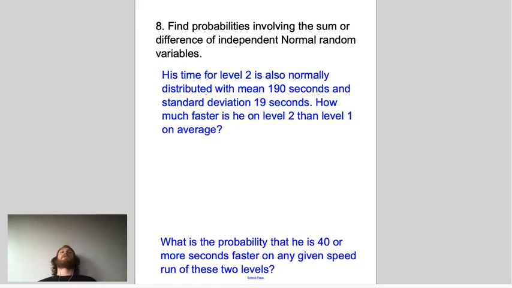Okay, find probabilities involving the sum or difference of independent normal random variables. His time for level 2, so my time for level 2, is also normally distributed with a mean of 190 seconds and a standard deviation of 19 seconds. How much faster is he on level 2 than level 1 on average? So we're going to call this new random variable D. It's going to be the difference in the times. We'll let X represent a time from level 1, and Y represent level 2.